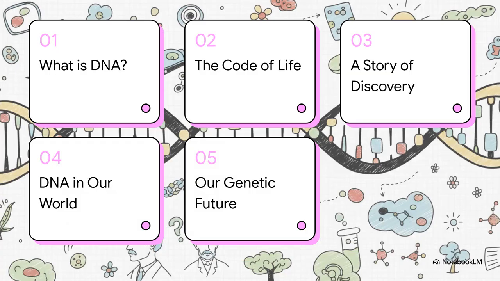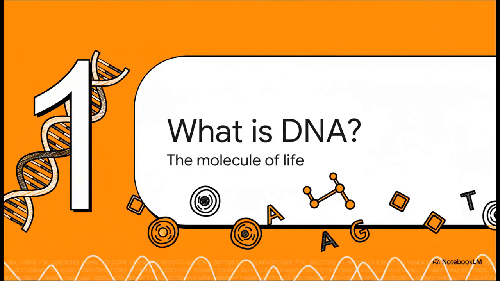So, here's the plan. We'll start with the basics. What DNA actually is, and how its simple four-letter alphabet can write the entire code of life. Then we'll jump back in time to meet the brilliant scientist who cracked the code and figured out its structure. From there, we'll see how that discovery completely changed everything before looking ahead to the massive questions that are shaping our genetic future. Okay, so let's get right to it.